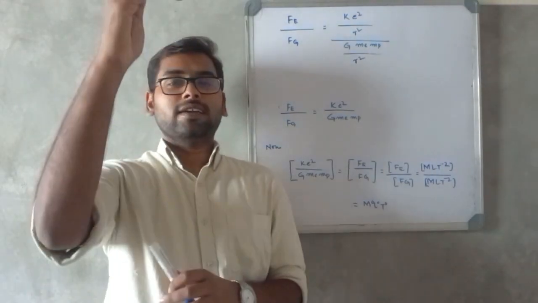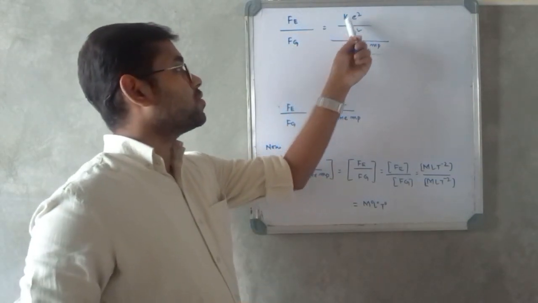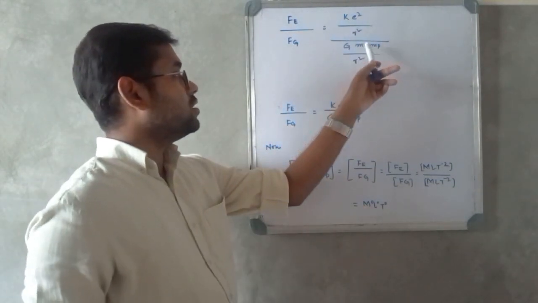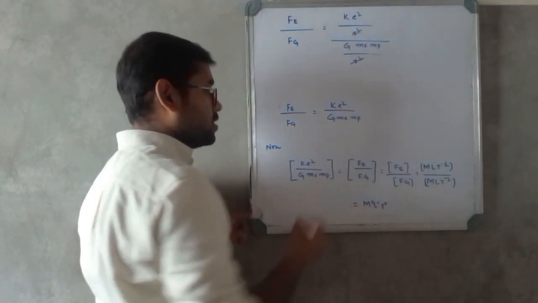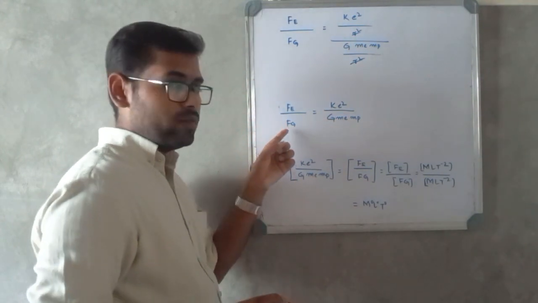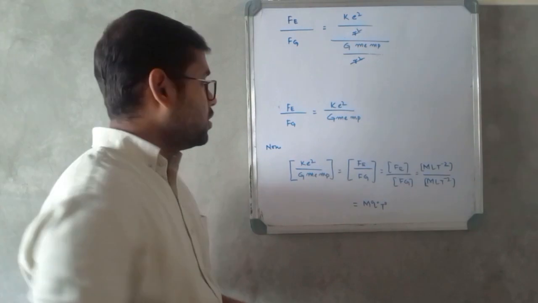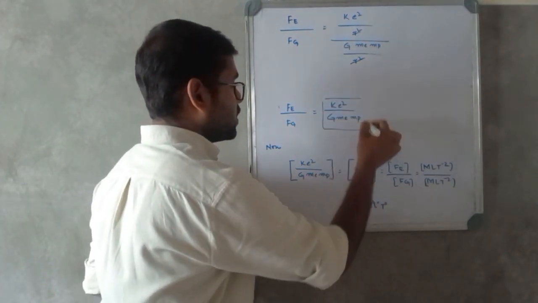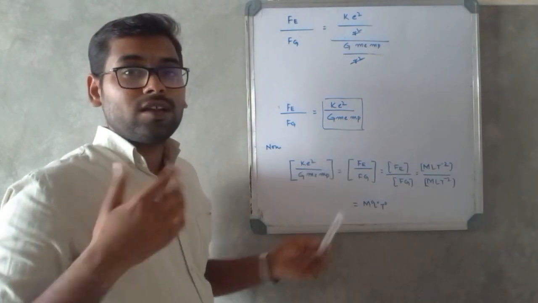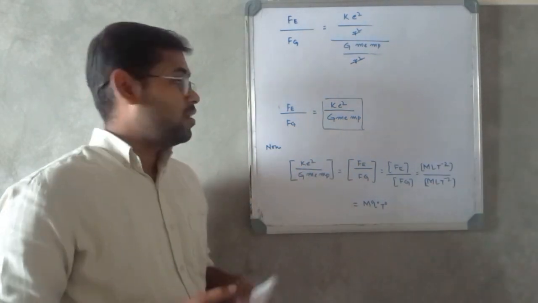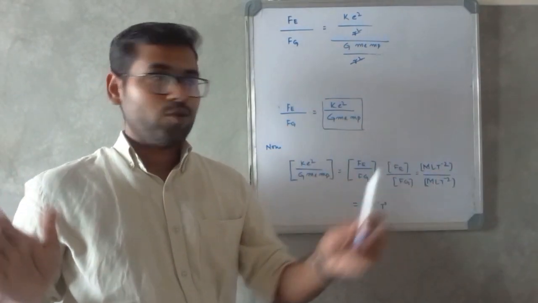Guys, now if you divide electric force by gravitational force, you will get Fe divided by Fg, which is equal to ke square divided by r square whole divided by G me mp divided by r square. Now here r square and r square get cancelled, so you will be left with Fe divided by Fg, which is equal to ke square divided by G me into mp. Guys, if you see this expression, this is exactly the same ratio that is given in the question. So this expression here represents the ratio of electric force to the gravitational force between an electron and a proton.